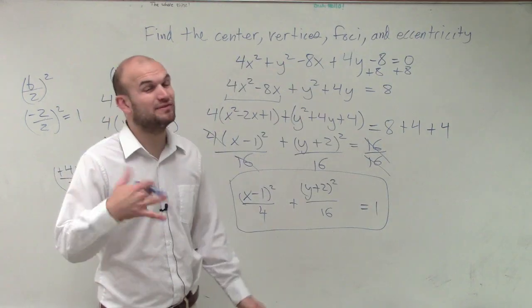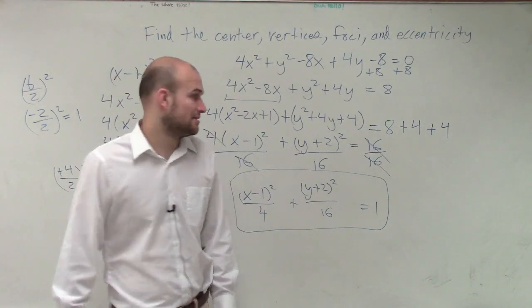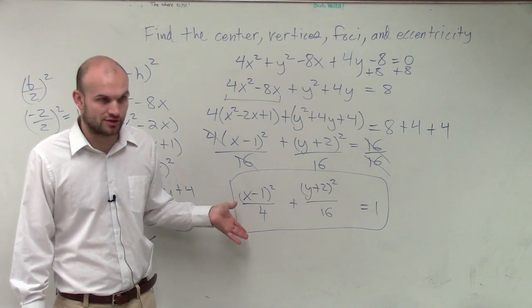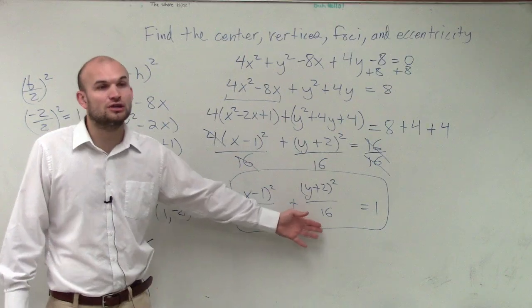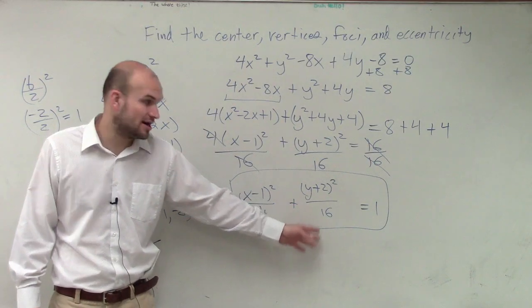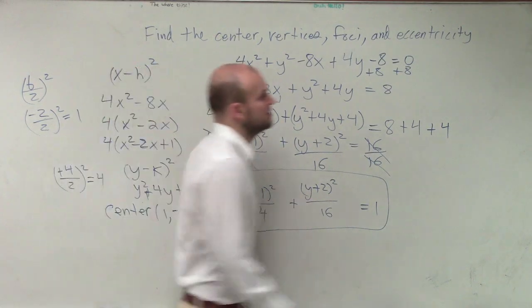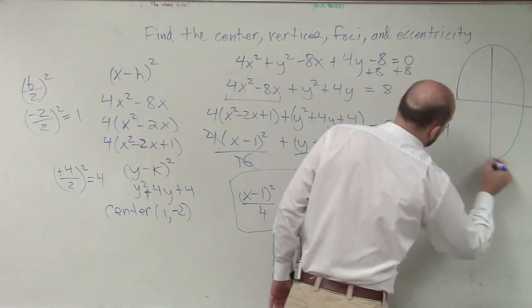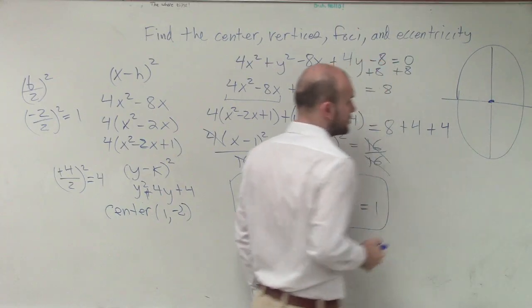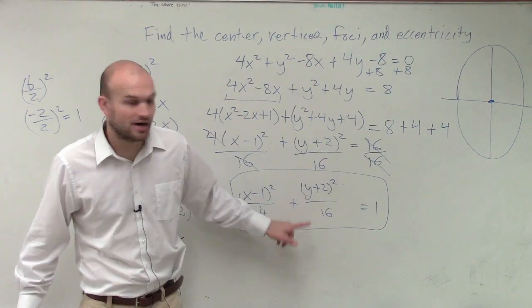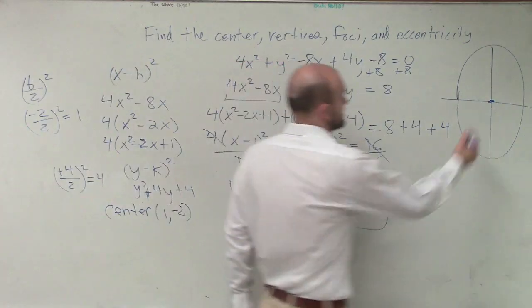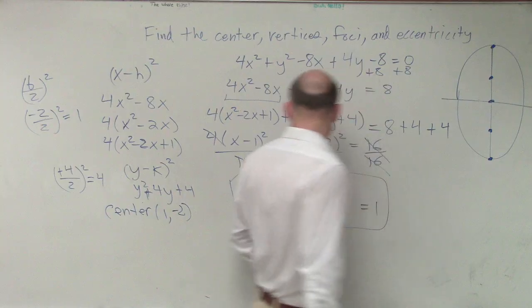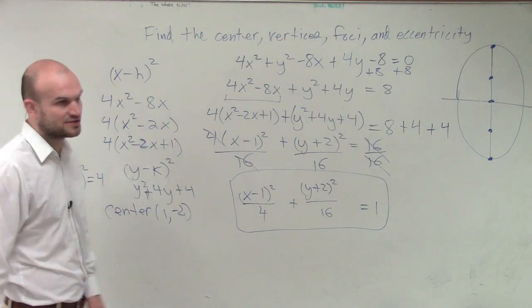First thing we need to do before we even start talking about vertices and foci, let's look at this graph. Is this graph going to be horizontal or vertical? Vertical, because our larger term, which is our a squared, is under the y squared, right? So let's go and plot a graph of this real quick. Doesn't need to be pretty. So now we know, since it's vertical, because my a squared is under my y, I have foci and vertices. Now, we said the center is at 1, negative 2.